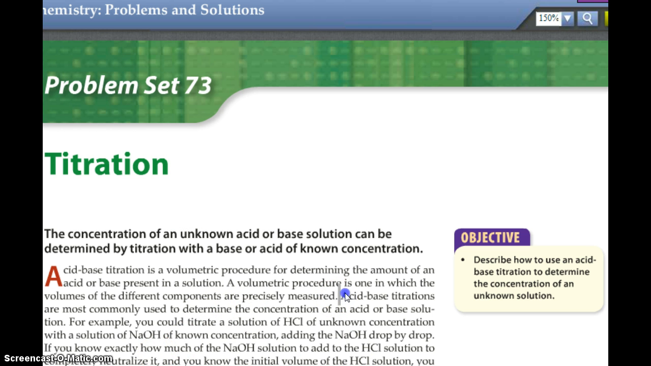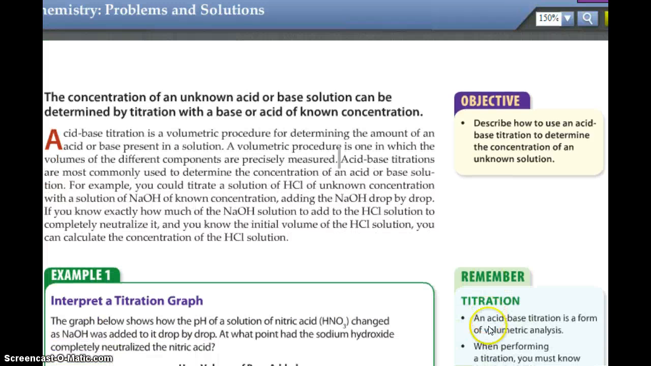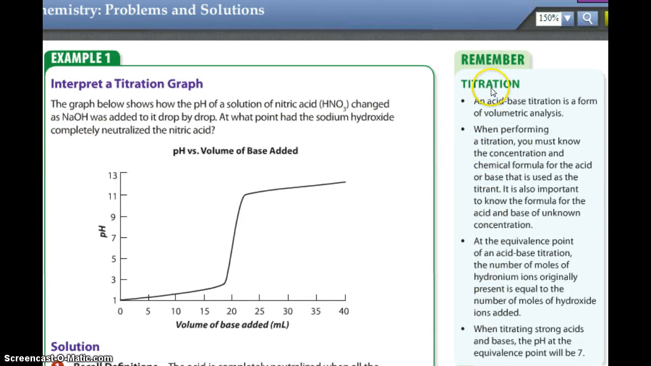Acid-base titrations are most commonly used to determine the concentration of an acid or base solution. For example, you could titrate a solution of hydrochloric acid of unknown concentration with a solution of sodium hydroxide of known concentration by adding sodium hydroxide drop by drop. If you know exactly how much of the NaOH solution to add to the HCl solution to completely neutralize it, and you know the initial volume of the hydrochloric acid solution, you can calculate the concentration of the hydrochloric acid solution.